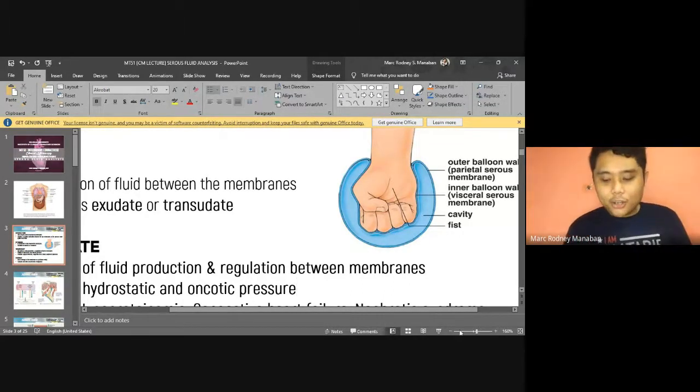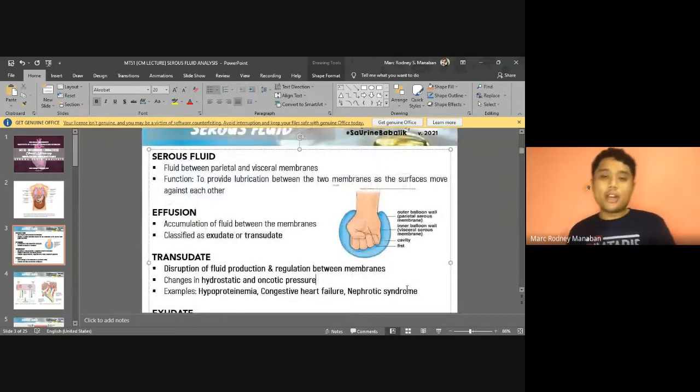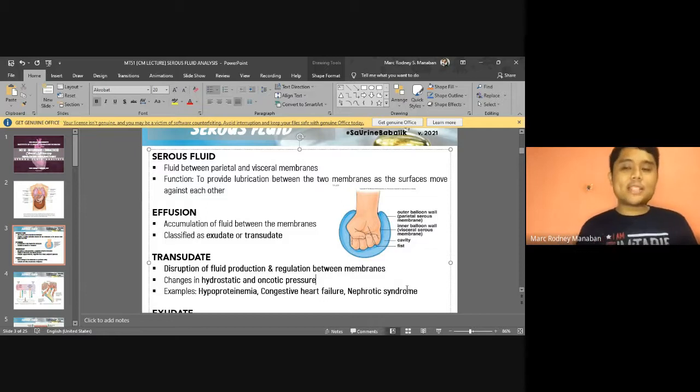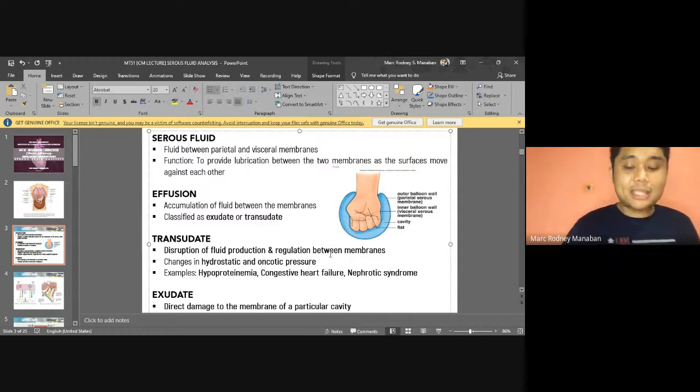All right. Now, the abnormal accumulation of this serous fluid is, of course, known as an effusion, all right? There could be different mechanisms as to why it accumulates in those cavities. And that is known as an effusion, all right? And it can be classified into two major types. You have transudate and exudate. Now, for transudate, take note, there's a disruption mostly in fluid production and regulation between membranes. So there is a problem with pressure.